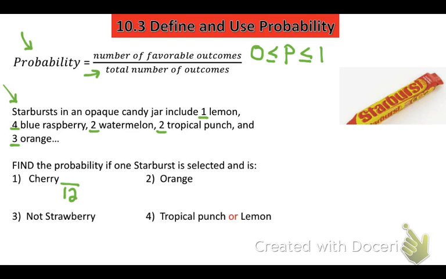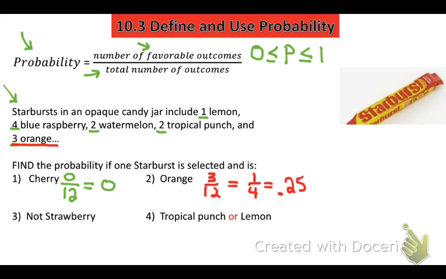And then we look, and do we have any cherry? We do not. So our favorable outcomes will be 0. So 0 over 12 is equal to 0. Let's look at the orange. We have 3 orange. So 3 over 12, that reduces to 1/4, which is 0.25.